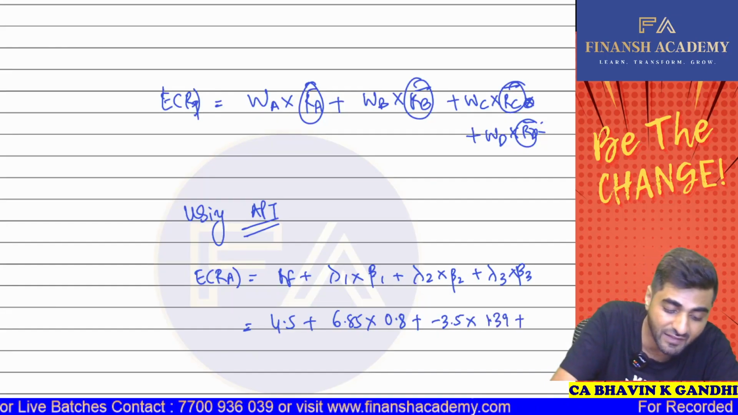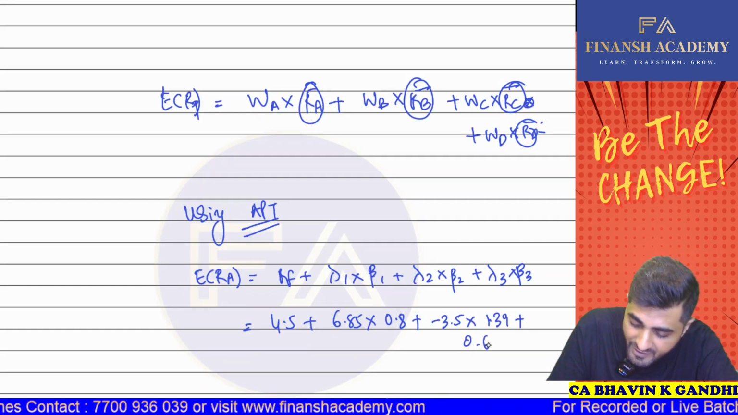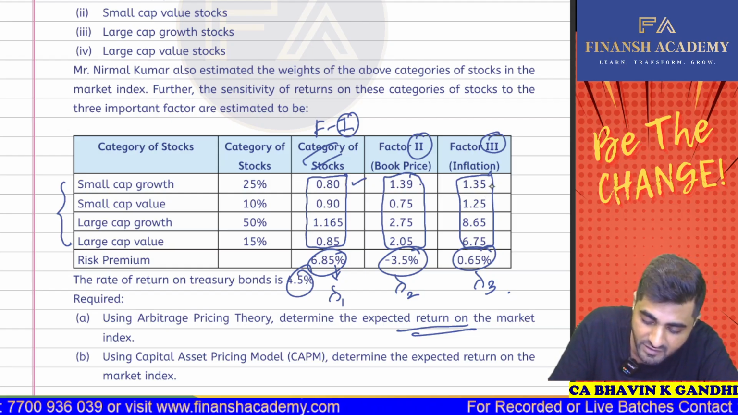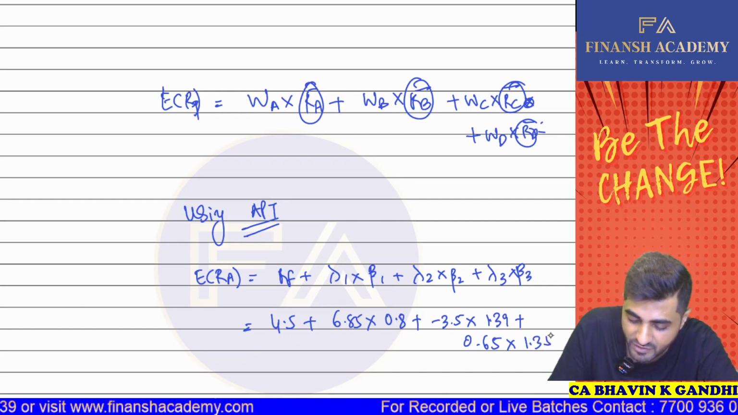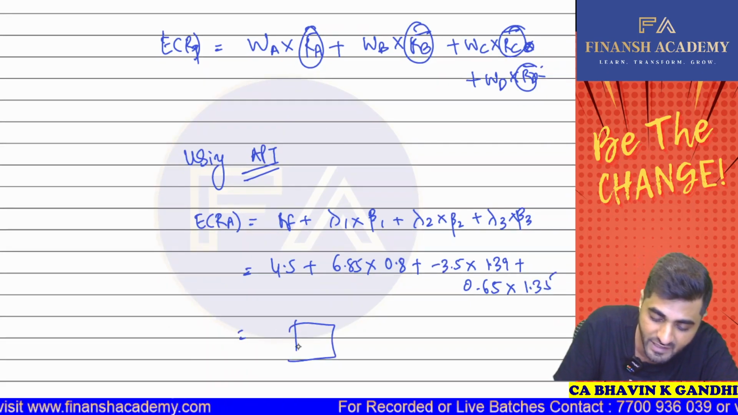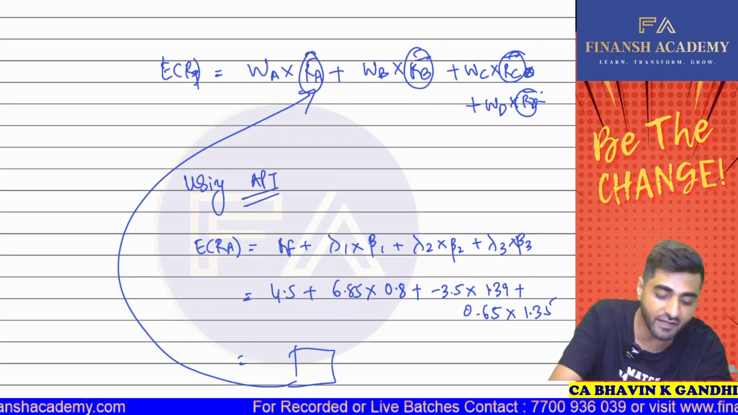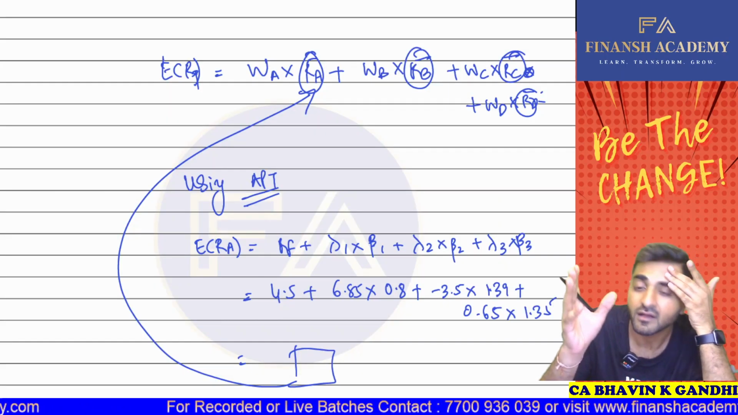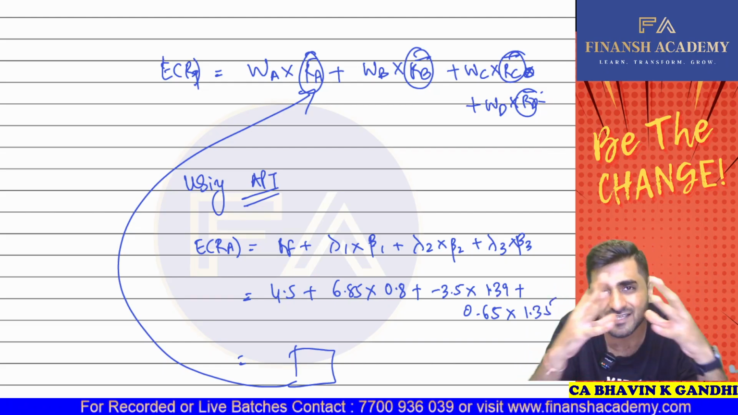And then we can take lambda 3. So your lambda 3 is 0.65. And I can multiply the same with your beta 3, which is nothing but 1.35. Right? So based on this, can I calculate the expected return of A? Yes, then I can multiply this here. So we can get, because we already have the weights available, 25, 10, 50 and 15. So then we can calculate the expected return of the portfolio using this particular concept.